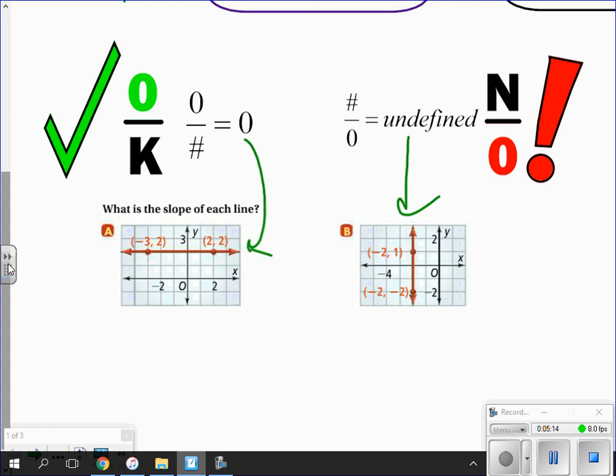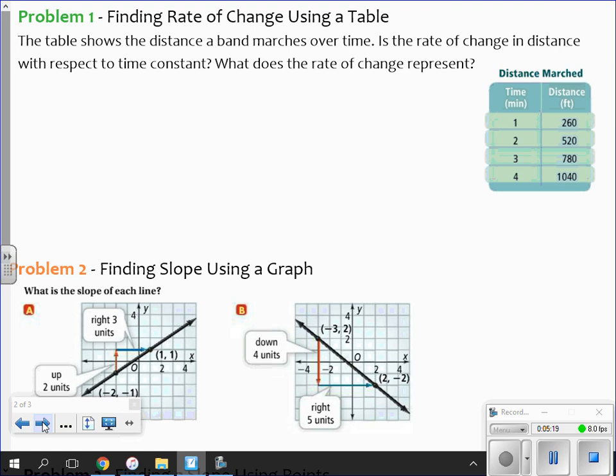Questions? Okay, so finding rate of change using a table. So I have over here an XY table.